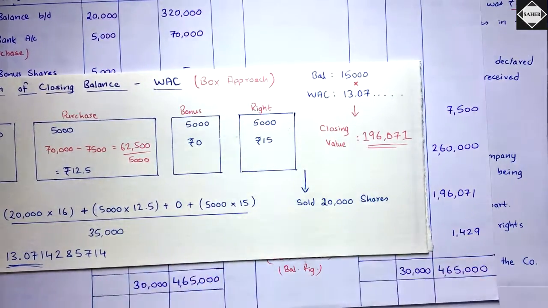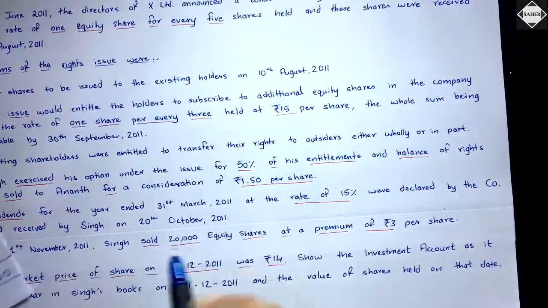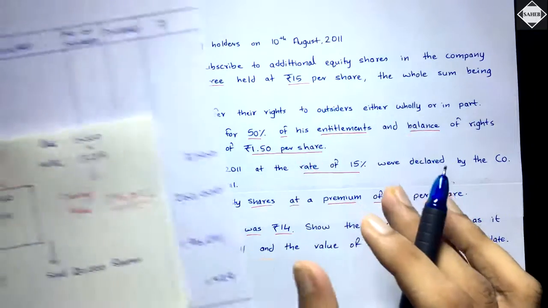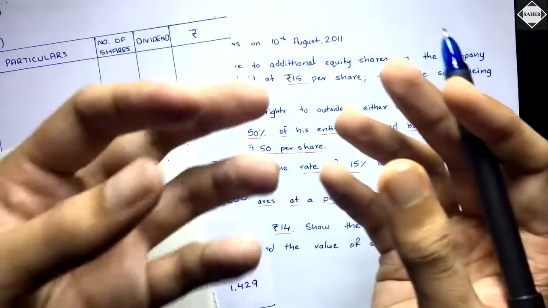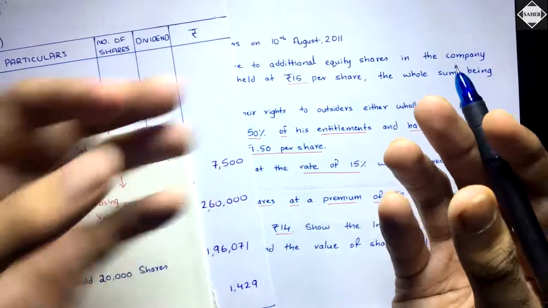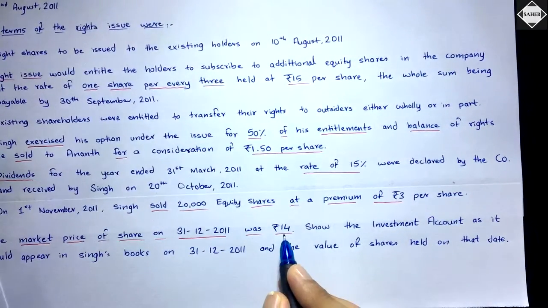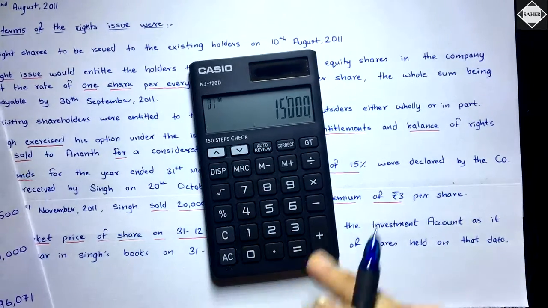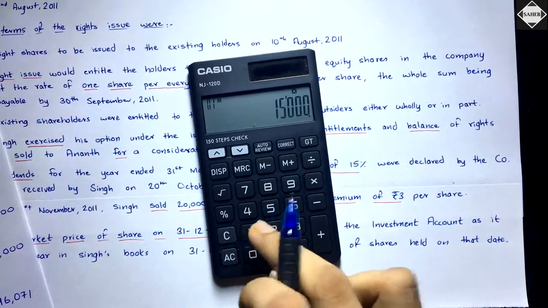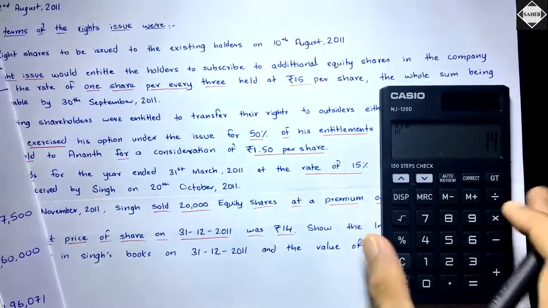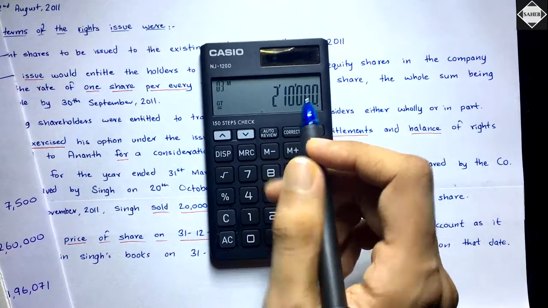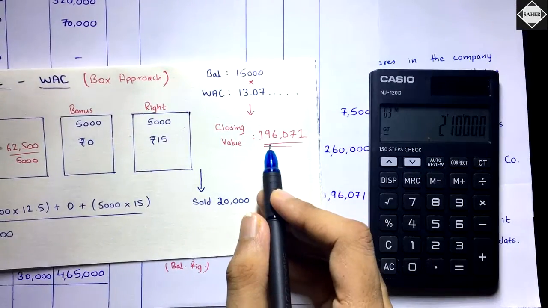Now you have to compare this closing value. You can't directly take it. You have to see over here, because we are assuming that this is a current investment, and we know the current investment is valued at the lower of cost and market value, fair value. The market value is given at the closing date as rupees 14. We were left with 15,000 shares. 15,000 shares into rupees 14, 14 being the market value, is equal to 2,10,000. And through WACC we have got 1,96,000.